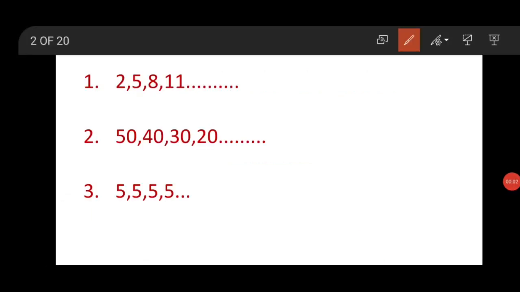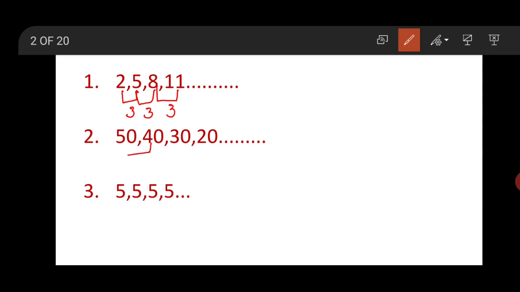See, there is a list of numbers 2, 5, 8, 11 and so on. Here, what is the common difference between the successive terms? 5 minus 2 is equal to 3, 8 minus 5, again it is 3, 11 minus 8, it's also 3. So, differences throughout the series of numbers are same.